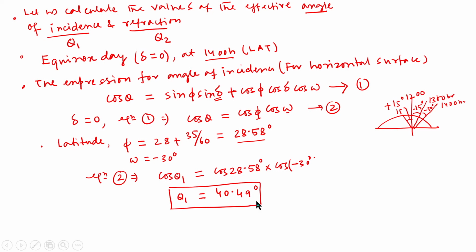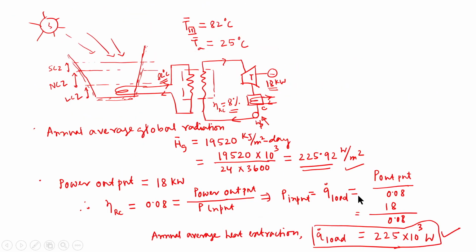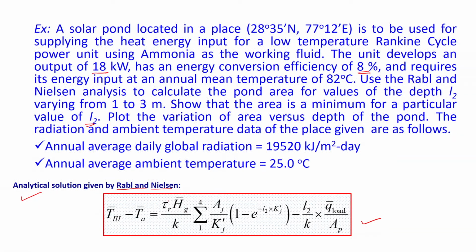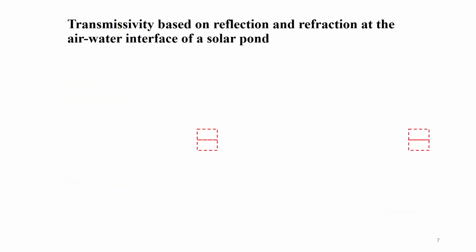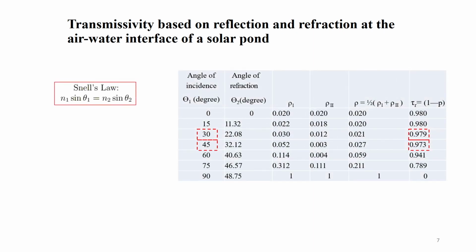Now, what we need to do? We need to find out tau r at this condition. So, already you know the expression that we have shown. So, this tau r needs to be calculated, right. So, let us see how this can be calculated at that angle, right. Already we know Snell's law and we know this chart, okay. If we know the angle of incidence, then from that we can calculate what will be the tau r, right.